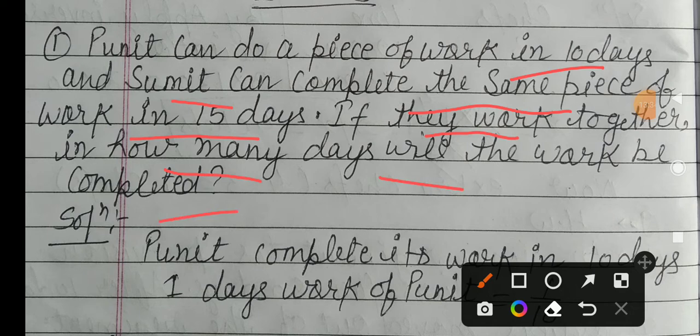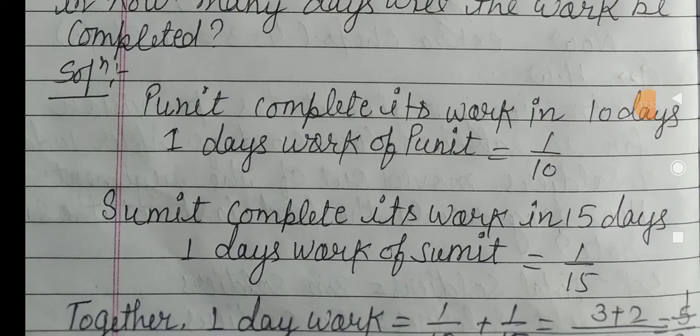That means when Punit does any type of work, he will complete that work in 10 days, but Sumit completes that same work in 15 days. If they do the same work together, how many days will it take to complete it? Okay, so first of all you have to find the one day work of Punit.